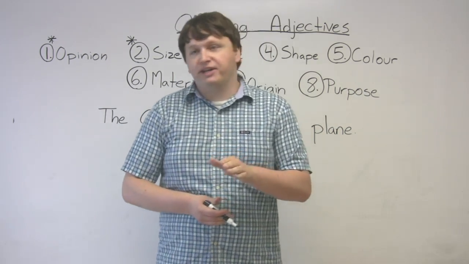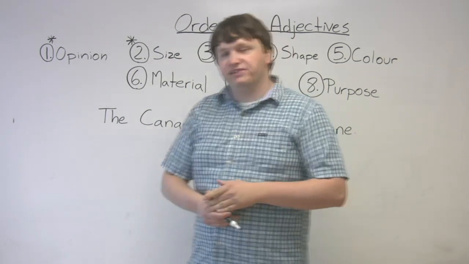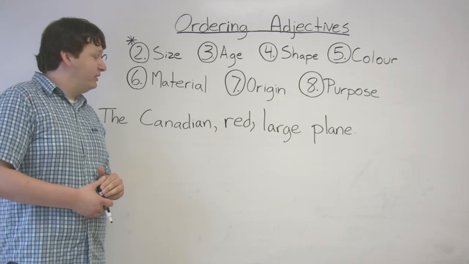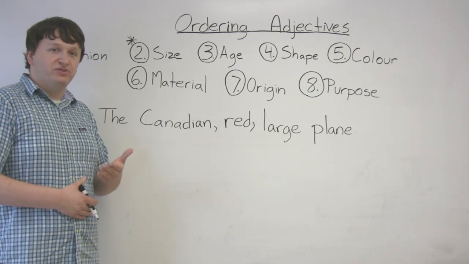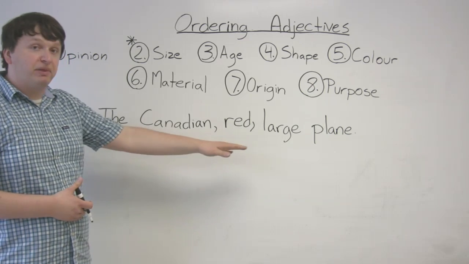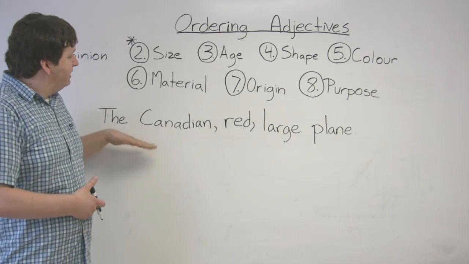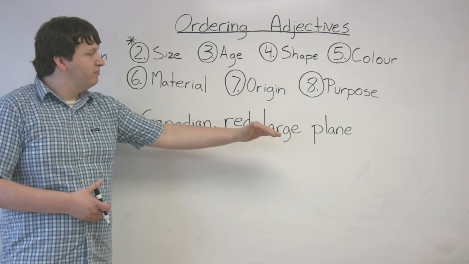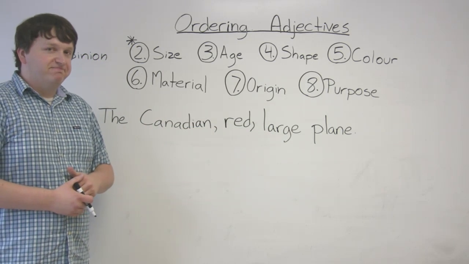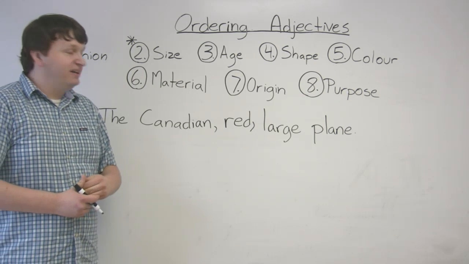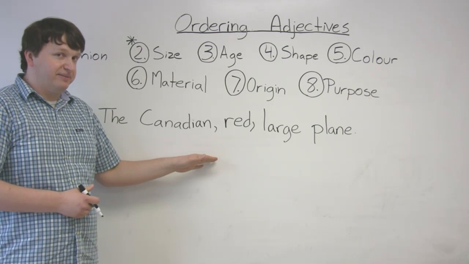Okay, so what I have on the board now is an example of a sentence, and I want you to tell me whether it follows the rules that I just told you. The sentence I have describes a plane, or an airplane. It says the Canadian red large plane. Doesn't sound quite right. The Canadian red large plane. Okay, but how do we make this correct?